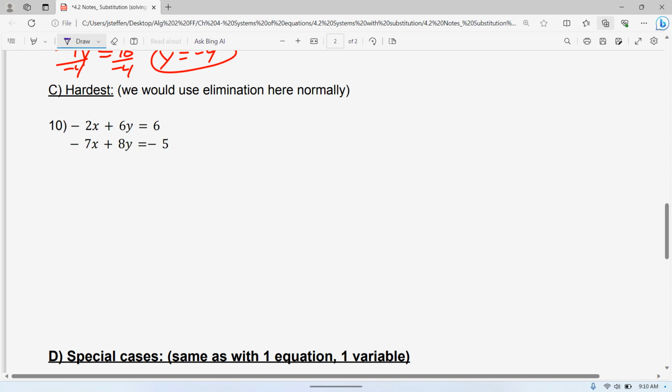I would probably get the first equation, I would divide everything by -2, get the x by itself. But like I said, any normal person in their right mind would use elimination to solve this one. If you worked for NASA and you were super brilliant and you really like substitution, you'd still use elimination on this one.